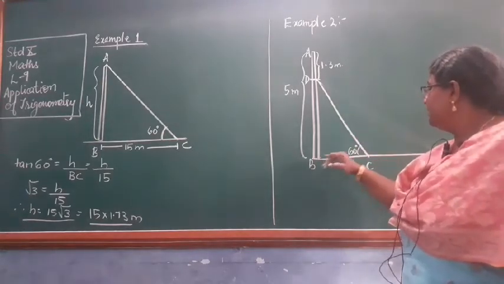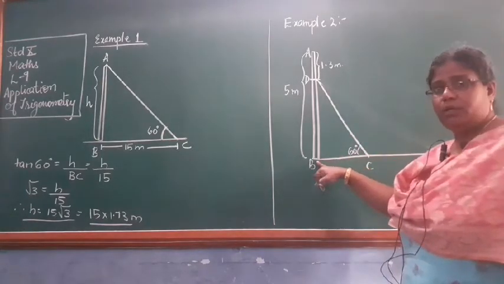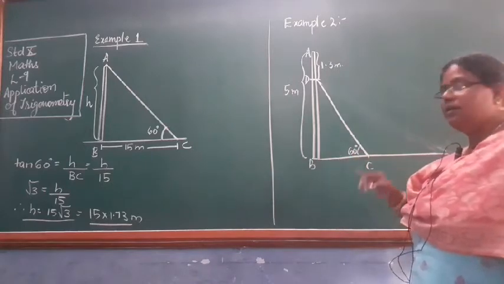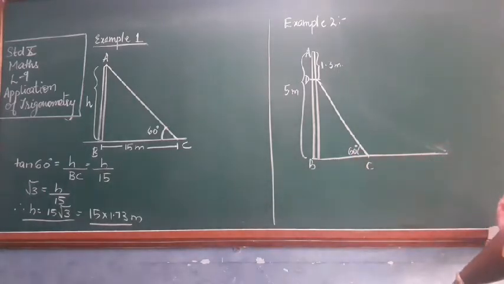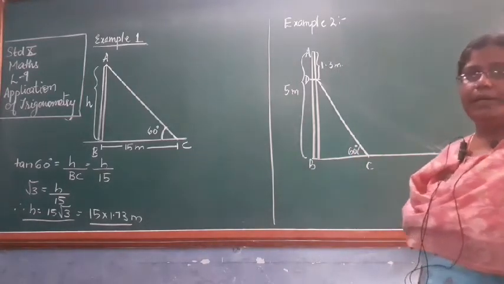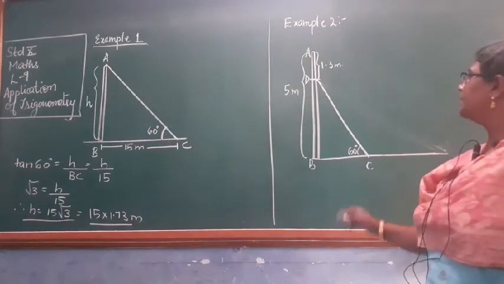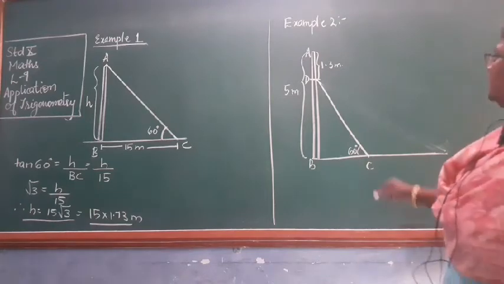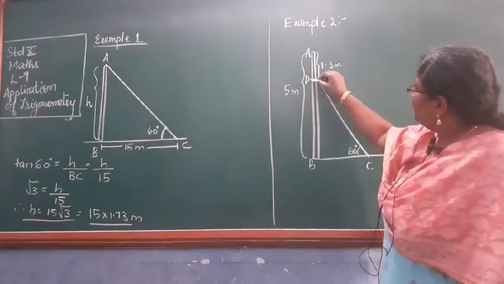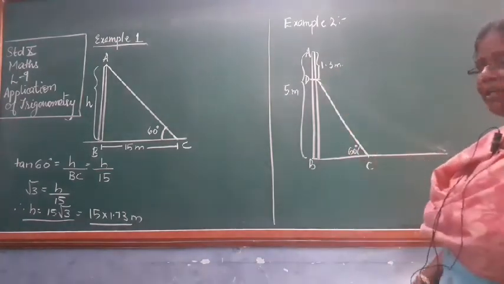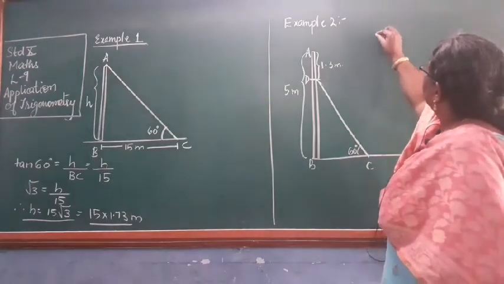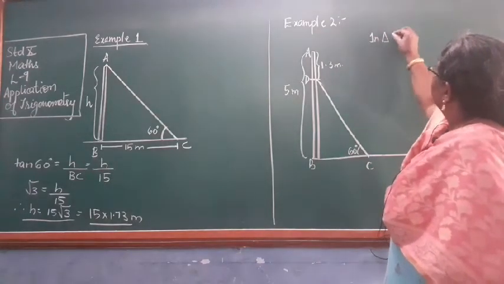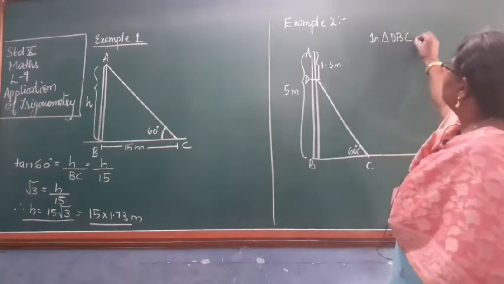Okay, you are asked to find the length of the ladder. You are asked to find the distance between the base of the tower and the base of the ladder. These two you have to find. So these are the things which are known to you. You can take the right angle triangle DBC. Can you see the right angle triangle? So in triangle DBC.